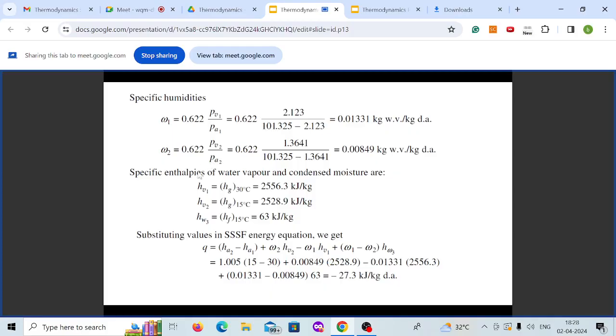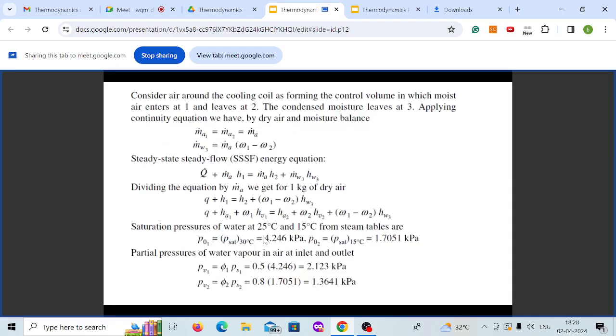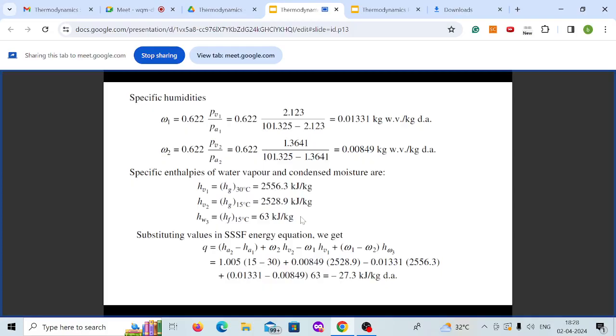So now we can find out the enthalpies of water and water vapor. Enthalpy of water vapor at 30 degrees Celsius. Here HV1 is your water vapor, because it's in gaseous phase, and HW3 is in liquid phase. So you have to use your liquid and gas enthalpies. HV1 at 30 degrees Celsius is 2556.3, and similarly for 15 degrees Celsius it is 2528.9, and at 15 degrees Celsius your liquid enthalpy of water is 63.